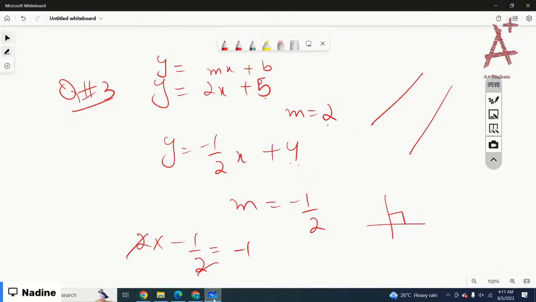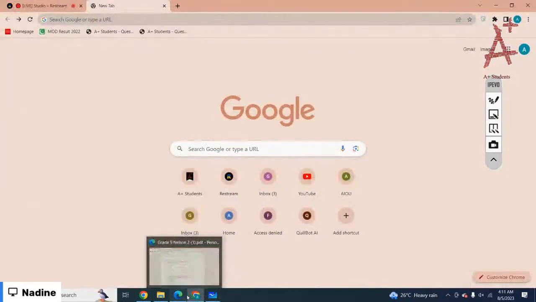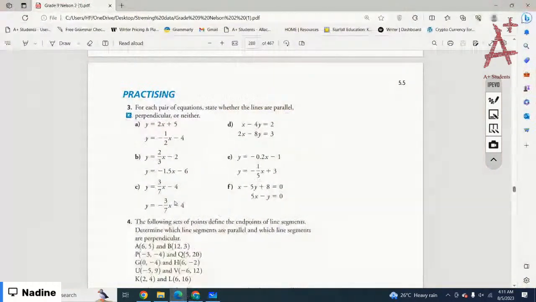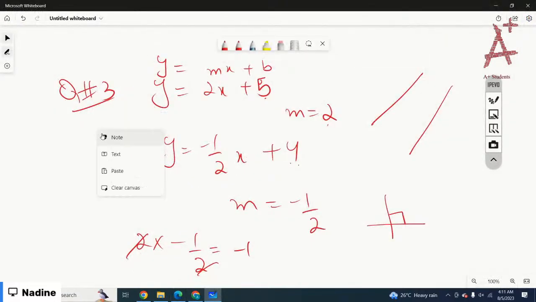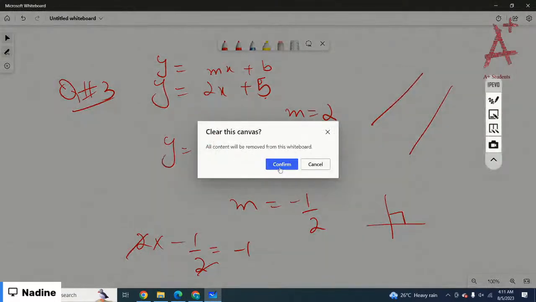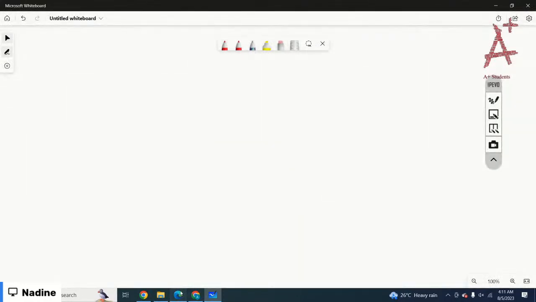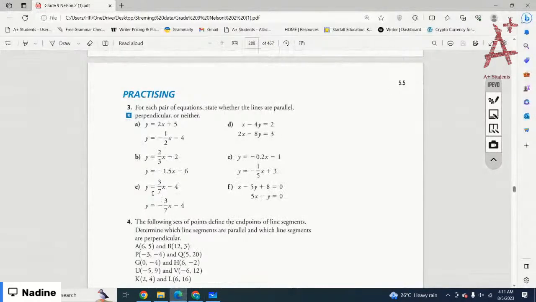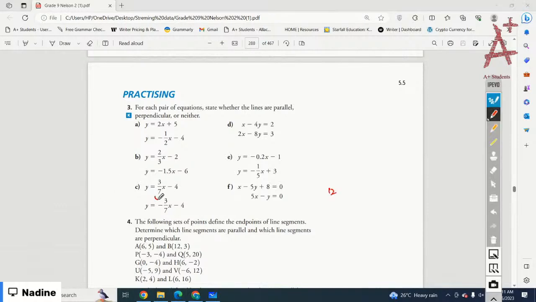Okay, let's just do another part. Let me do part C. Y equals 3 over 7x minus 4 and y equals negative 3 over 7x. Just look at the slope. The slope of this line is 3 over 7 and this one is negative 3 over 7.